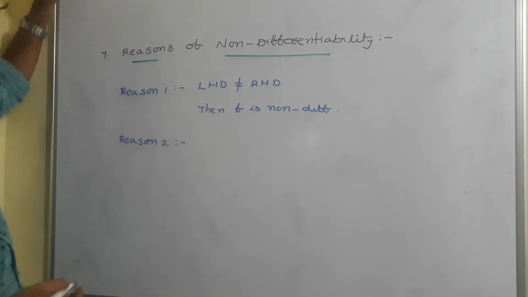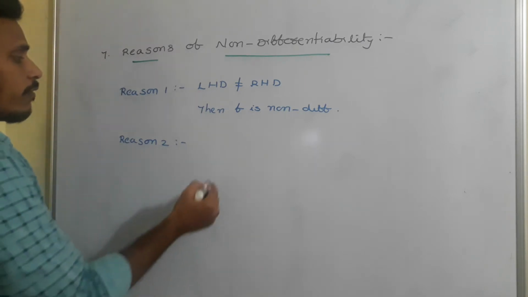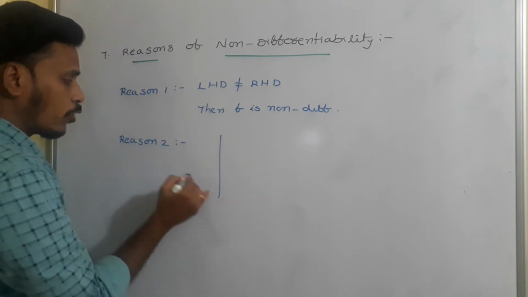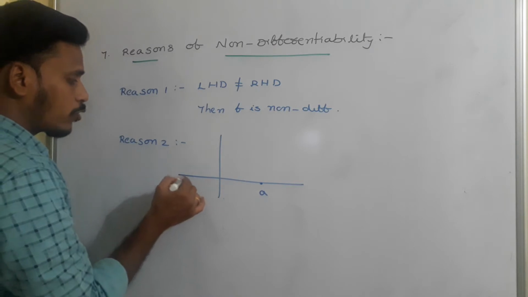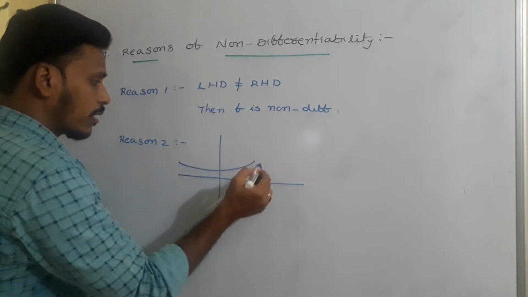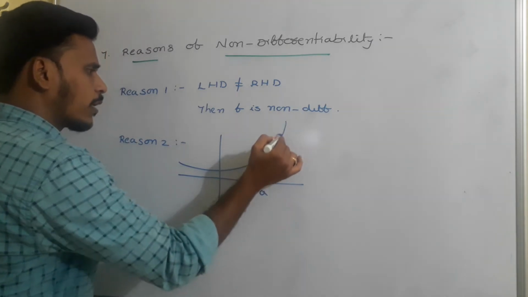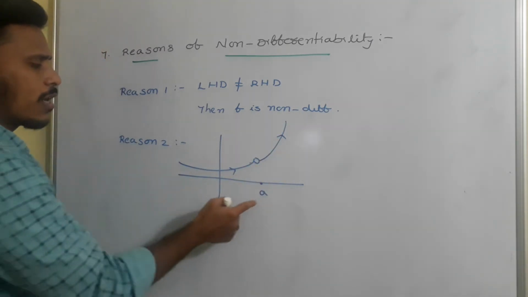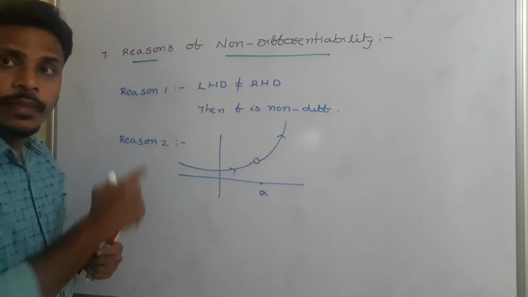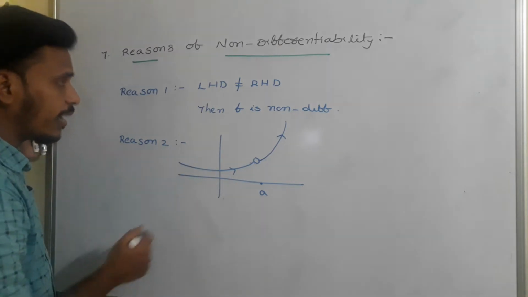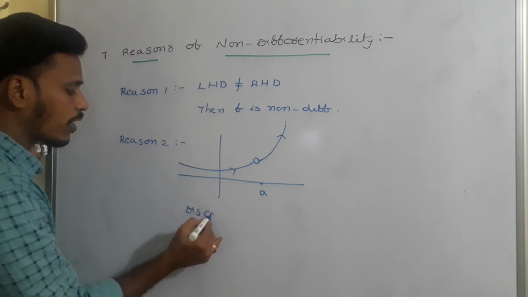Reason 2 is simply discontinuity. If the function is not continuous, then we can't find its derivative. Suppose in a coordinate system, we have a graph like this, and at A the function is discontinuous. This is the graph of a function f of x, but at A the graph is discontinuous. Since the graph is discontinuous at A, it leads to non-differentiability. So discontinuity is one of the reasons.